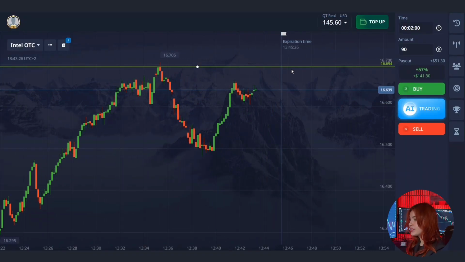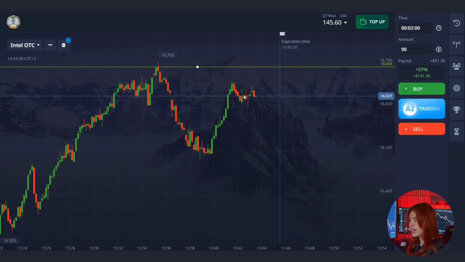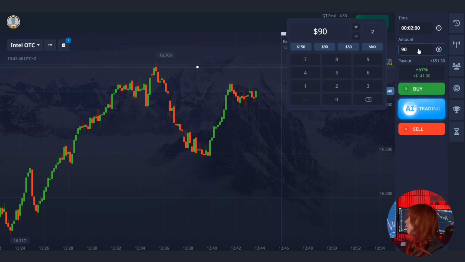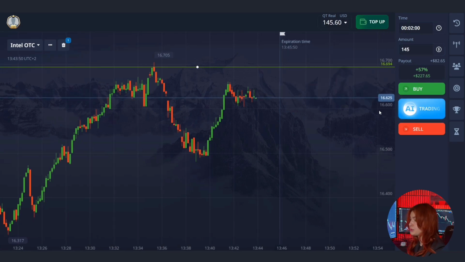So guys, there was a slight pullback, but after that the upward movement continued and we got the profit. We managed to work with you on this movement. At the same time, we also see that there is still room to reach the resistance level. Perhaps in the near future the price will continue to move towards the level. Therefore, we can try to open the next deal with you here, $145 for 2 minutes to buy.